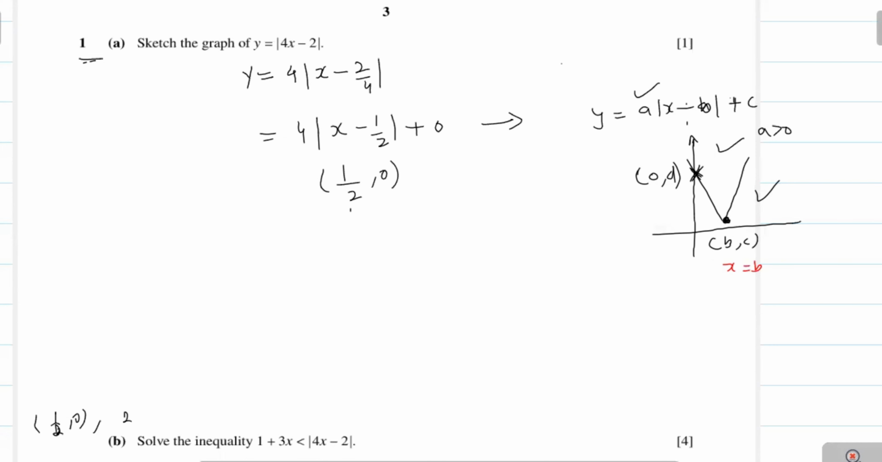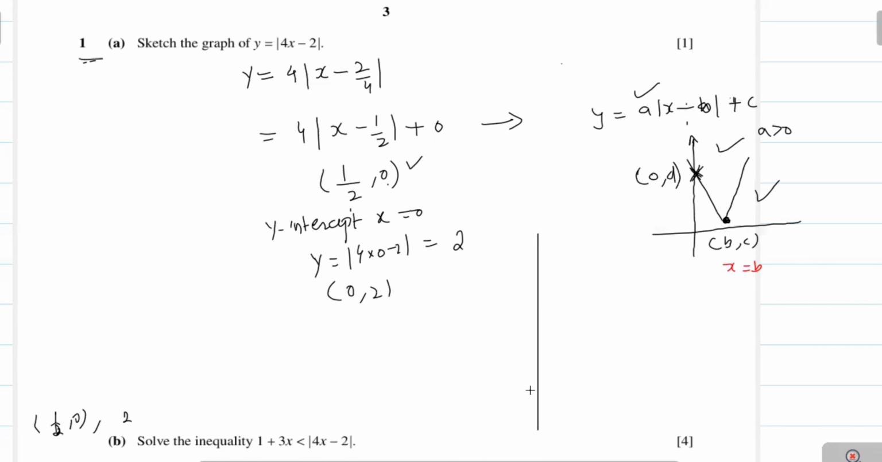You see here the vertex is b, c. Here the vertex will be 1 over 2, 0. And the y-intercept we can calculate by substituting the value x equal to 0. Therefore, y will be equal to 4 into 0 minus 2, absolute, and this will be equal to 2. Therefore, the coordinates of the y-intercept will be 0, 2. Now we have two coordinates. We can draw the graph by using these 2 points.